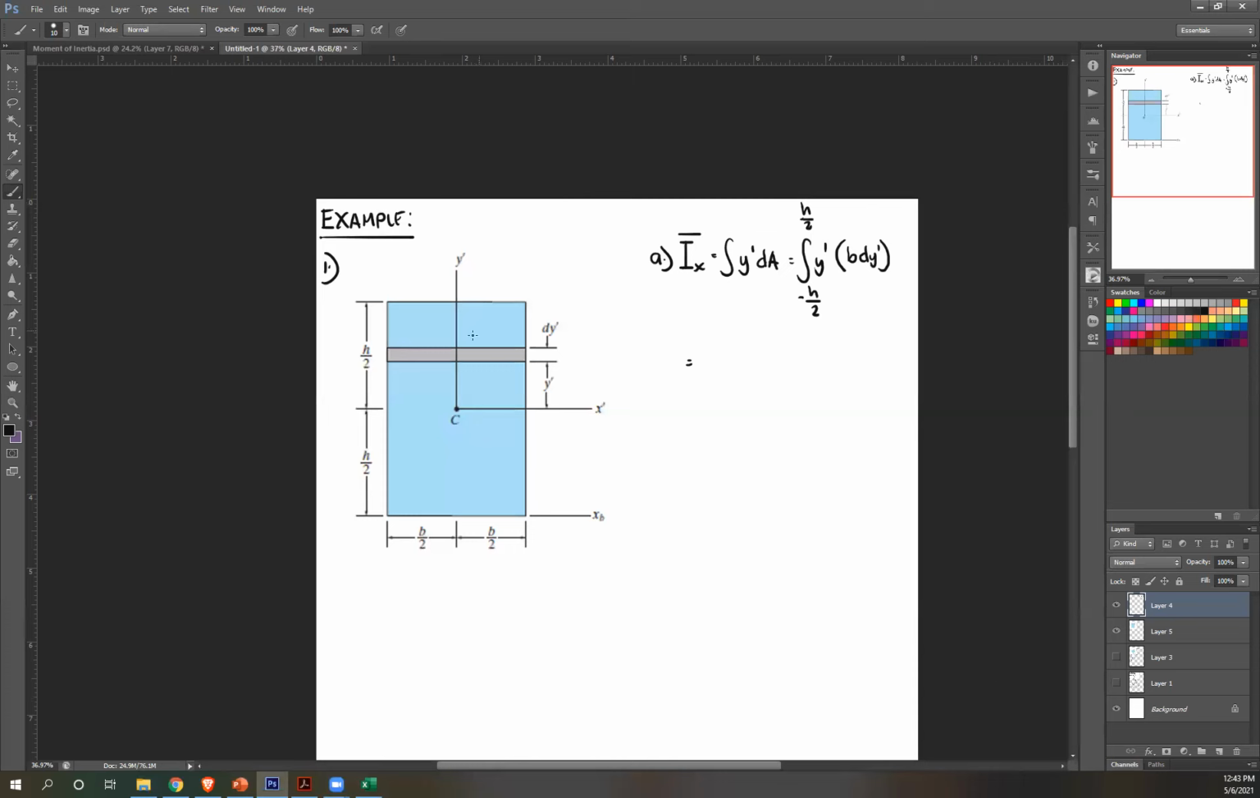Correct, it's b. Because as you can see, no matter where you put this element, up or down, the base remains the same, b. So I can factor out b. And then we're left with y prime dy prime from negative h over 2 to h over 2. Integral of y dy, that's just y squared over 2.